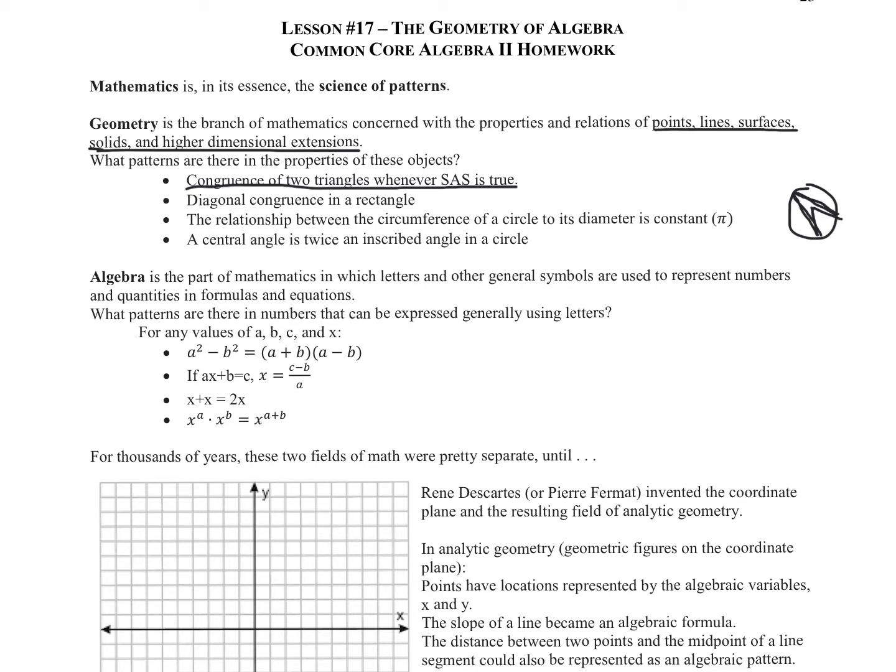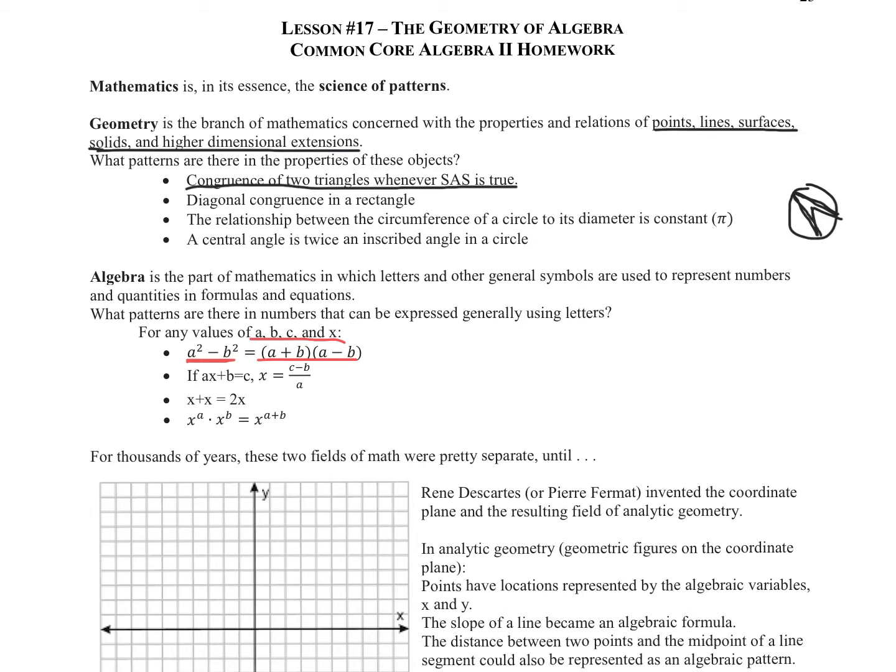Algebra, a different branch of mathematics, is kind of interested in different types of patterns than geometry. Algebra is the part of mathematics in which letters and other general symbols are used to represent numbers and quantities in formulas and equations. So when I think about algebraic patterns, I decided to express it this way, where I just have these variables a, b, c, and x. For example, one of the patterns we've used recently is that if I have an expression in the form a squared minus b squared, that's equivalent to a plus b times a minus b. We use that for factoring.